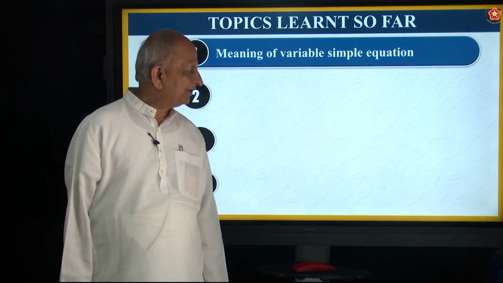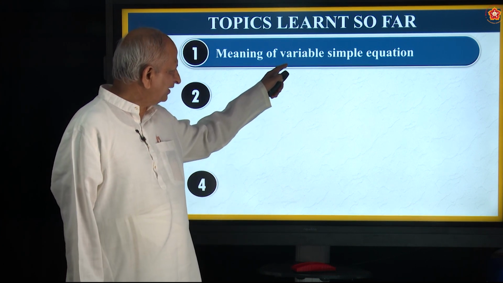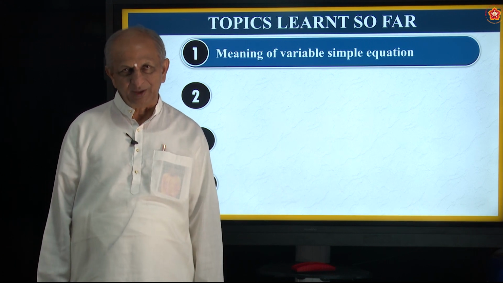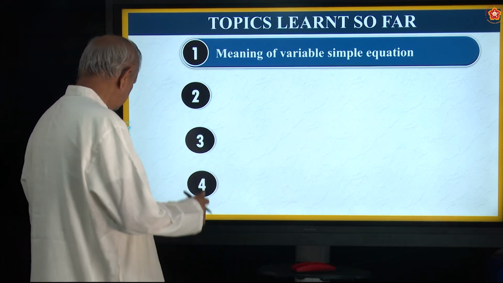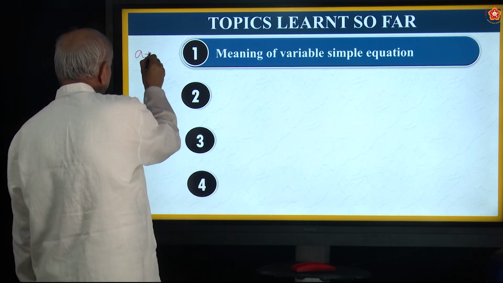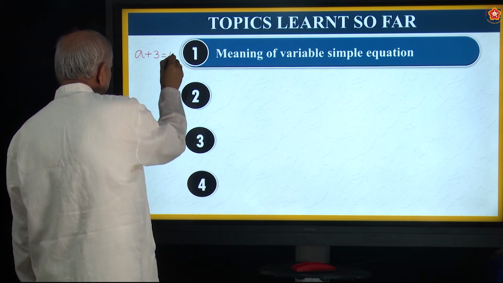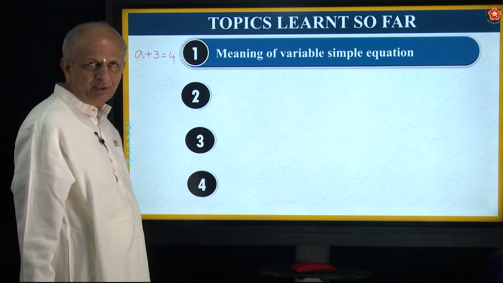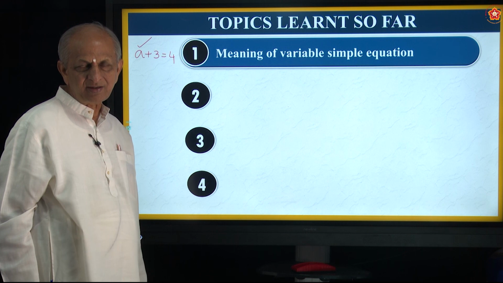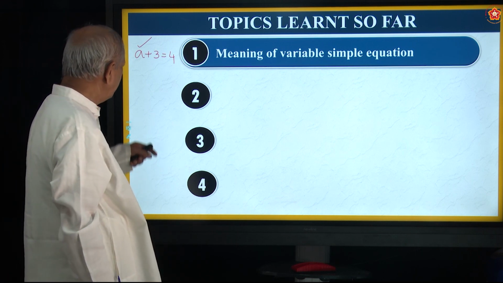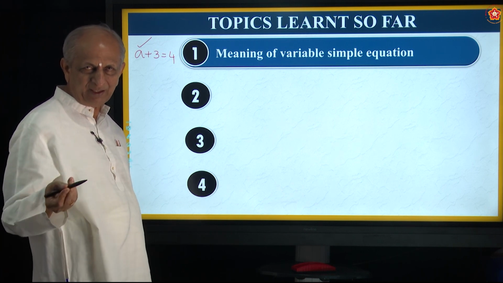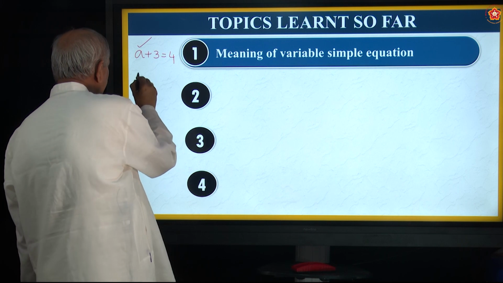And also we have studied that a conditioned variable is called a simple equation. An equation is one in which two expressions are said to be equal. Suppose you have a plus 3 is equal to 4. Here what is that a called? A is called a variable, and for that variable you are adding some number, or you can subtract also, multiply also. They are all called equations.